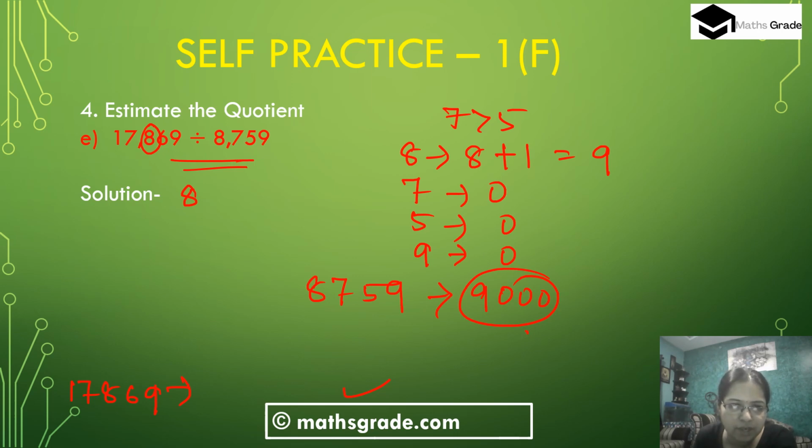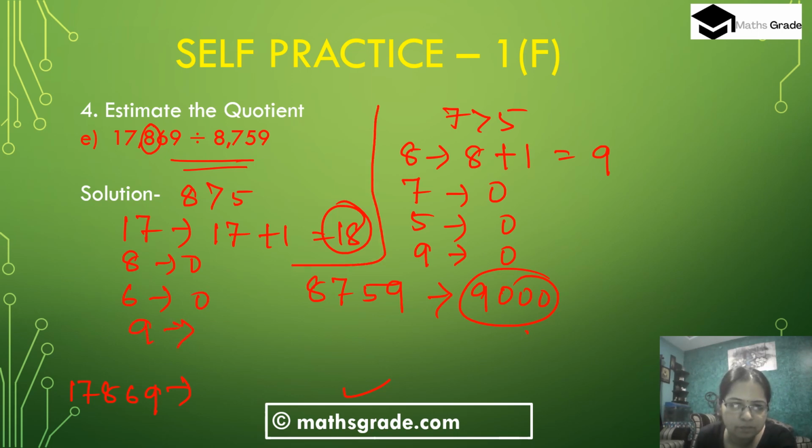So 17,869, here the 100 place digit is 8, and 8 is more than 5, so we have to add 1 to the 1000 place digit. Here the 1000 place digit 17 plus 1 is 18, and this 8 changes to 0, 6 changes to 0, 9 changes to 0. Now 17,869 rounded to the nearest 1000 is 18,000. Now divide 18,000 by 9,000, which is 2. So 2 is our answer.